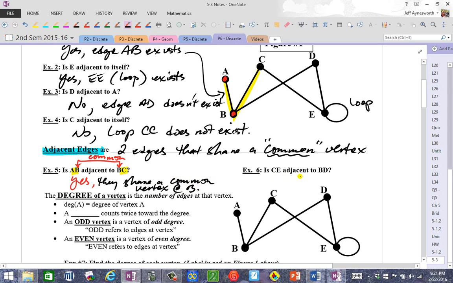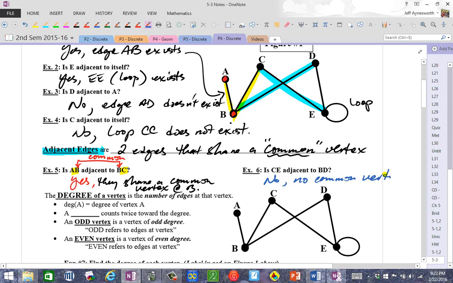Now over here, CE and BD. CE, let's go different colors here. Here's CE and BD. BD is over here. All right, they intersect, but they don't share a common vertex. So here the answer is no. There's no common vertex.